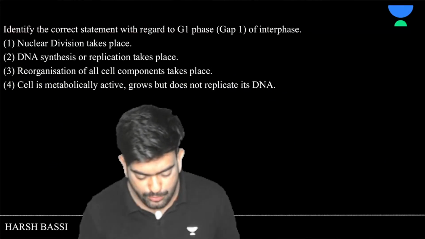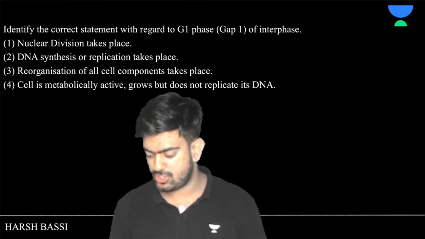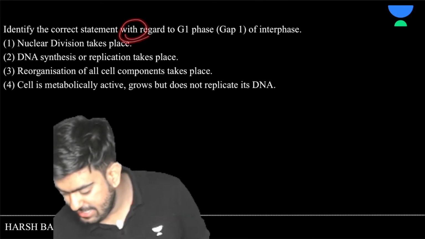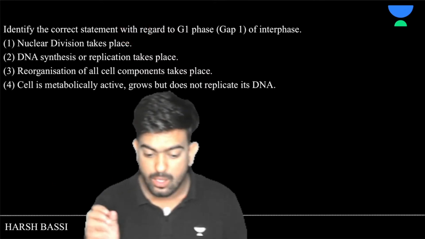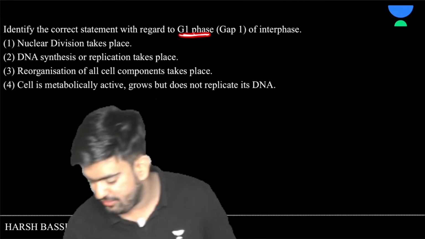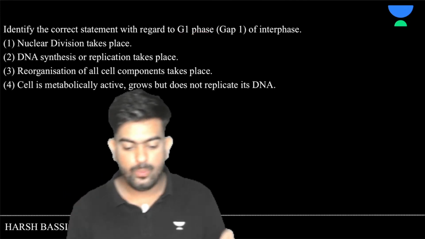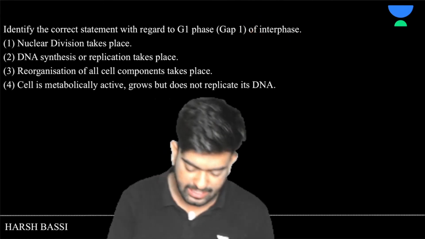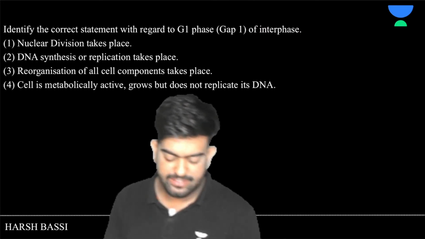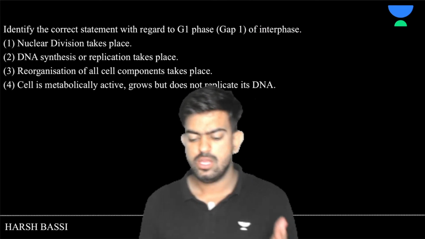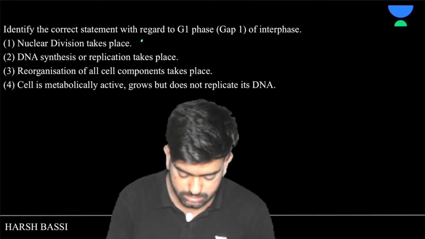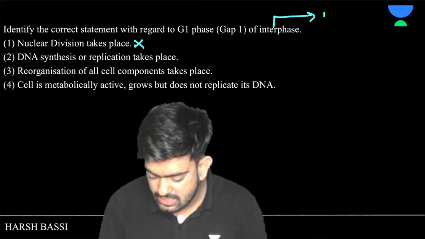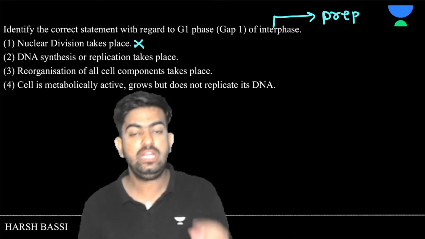Now, let's move on to another question. This question says: identify the correct statement with regard to G1 phase of interphase. Obviously, G1 is part of interphase only. So here it says nuclear division takes place in G1 phase. Does nuclear division take place? No. There is no division. Interphase is the preparatory phase.